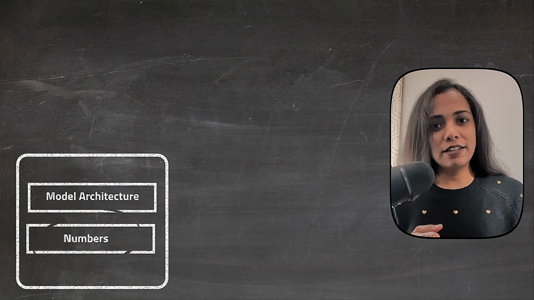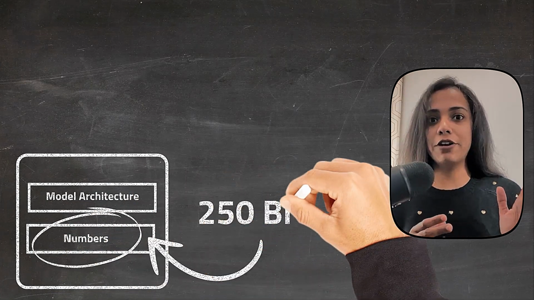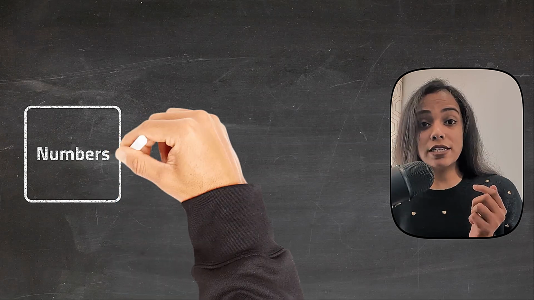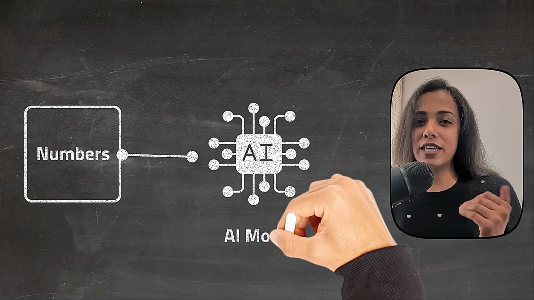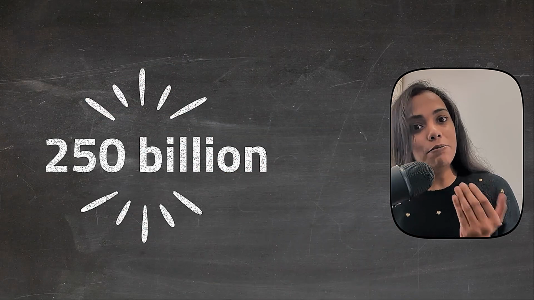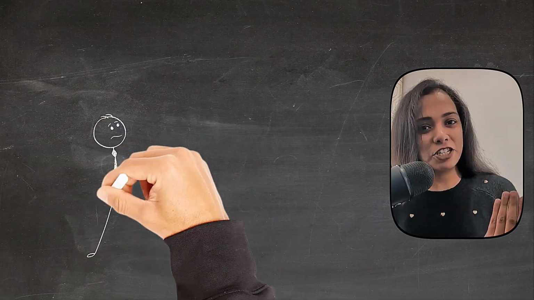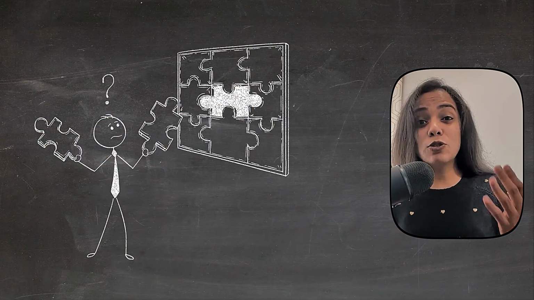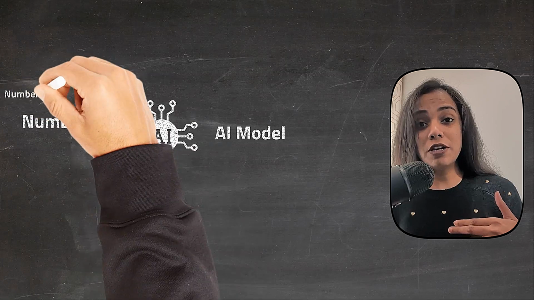Now, you may have heard that there are models out there which have 250 billion parameters. These parameters are the numbers that we are talking about. These are the numbers that are associated with the model, and when someone says that there are 250 billion such numbers, it means that the model architecture is so complex that it needs so many numbers to be able to process the incoming information.